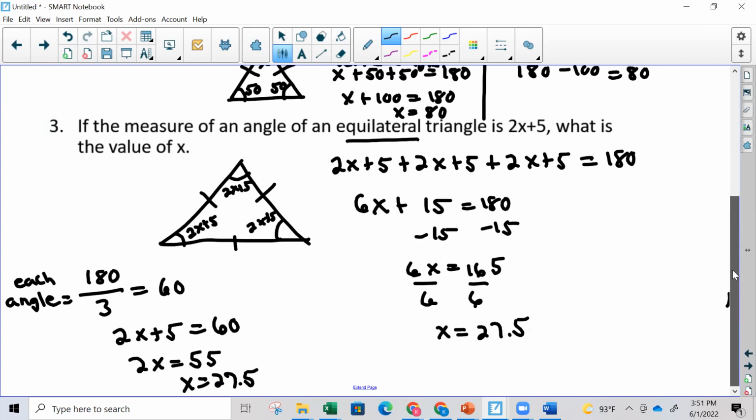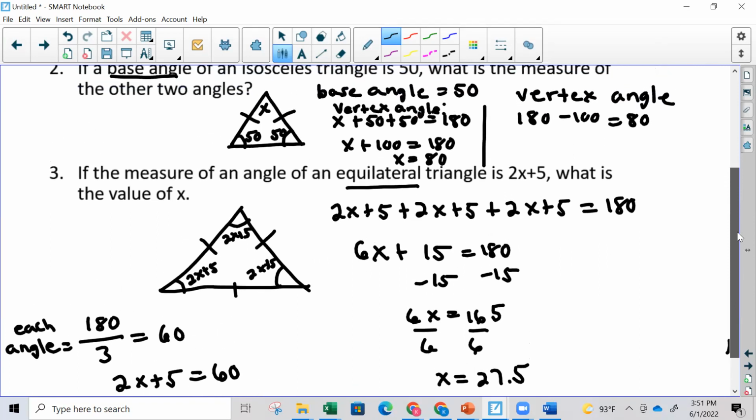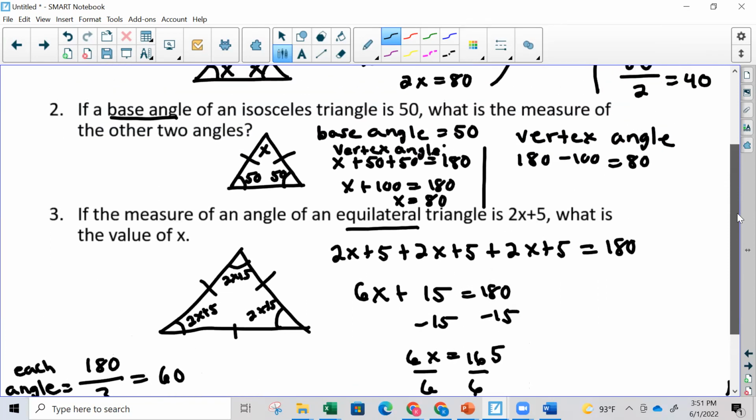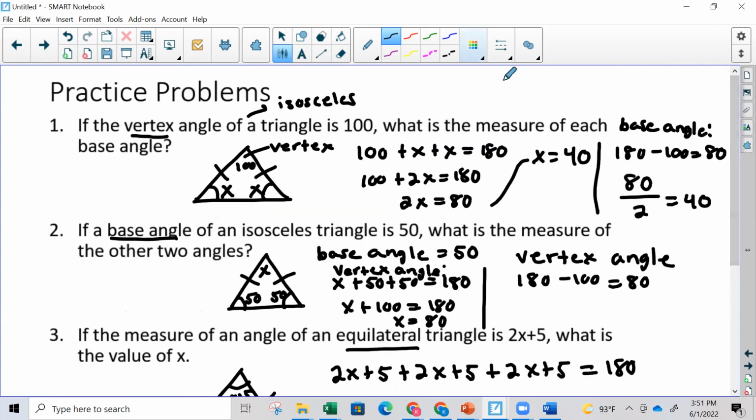So these are the problems from task 7. And then I'll make a separate video for the other problems that are about task 8.